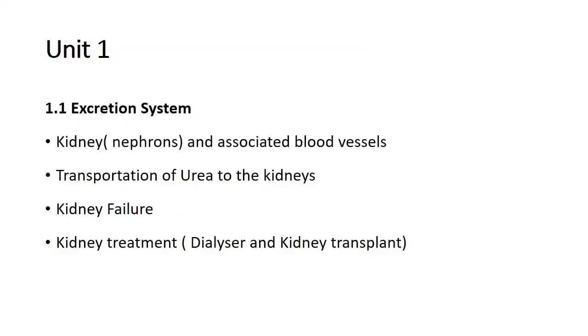In that situation, a person needs a new kidney, because the kidney filters some of the urea, some of the toxic substances, out of our body. Now, a person needs another kidney. There are two options. A person will go on dialysis, or a person will receive a new kidney, which we call a kidney transplant. Now, that brings us to the kidney treatment. We have a dialyzer, which is a machine, and a kidney transplant.